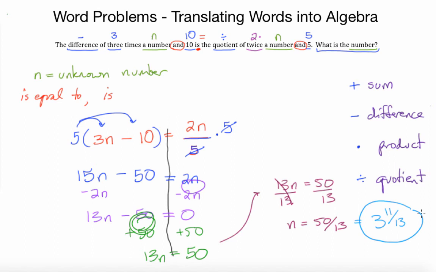Hopefully that was helpful though. Again, the hardest part of this problem was just translating it out and getting the right equation to actually start off with. Once I'm there, then I can just run through my distributive properties, doing things, getting that variable by itself. But hopefully that was a helpful exercise for you guys.